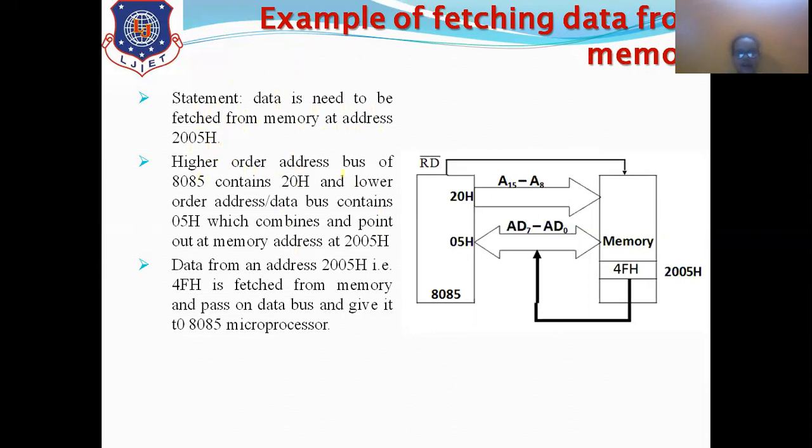Now the higher order address bus of 8085 contains 20H and the lower order address and data bus contains 05H, which combine to point out the memory address 2005H. Now the data from address 2005H, that is 4F, is fetched from memory and passed on to the data bus, and it is given to the 8085 microprocessor. Clear? So this way data can be fetched from memory or written over to the memory.